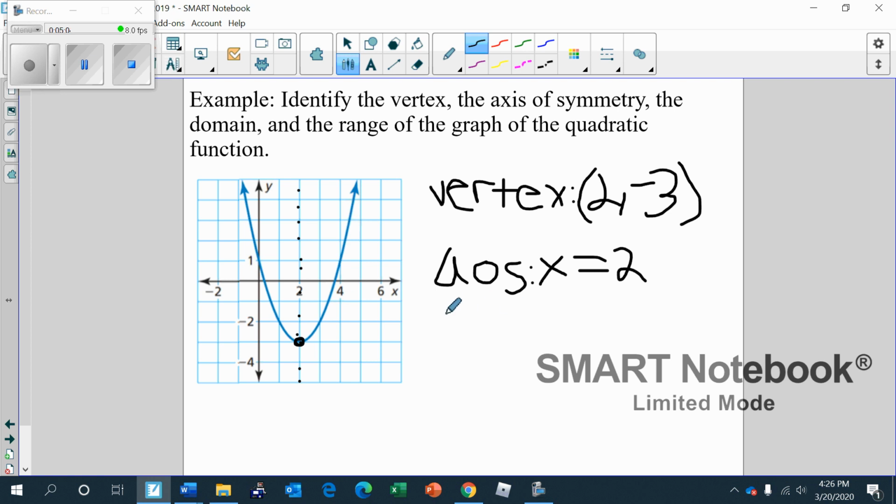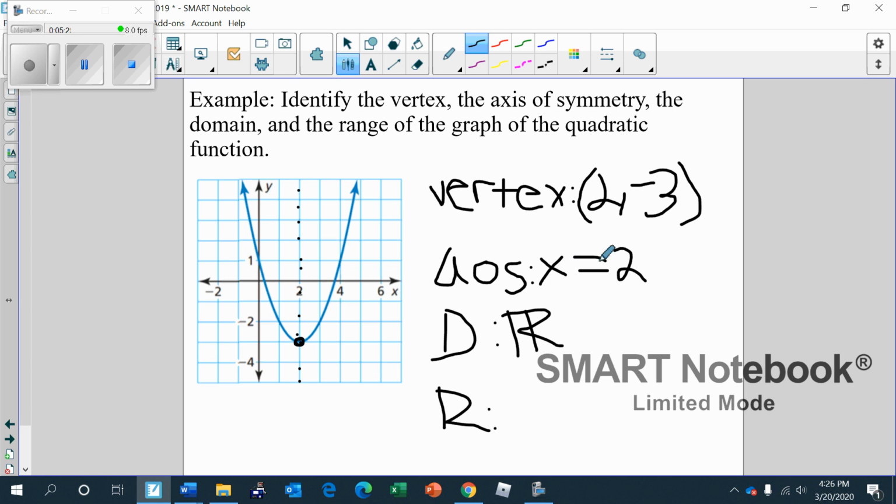Okay, let's talk about our domain. Our domain, guess it. It's all of Algebra 1's domains. It's all real numbers. We're going to make our all real number sign. You can write ARN if you would like. This is our all real number sign. Great. And then the range, remember the range goes with the y value of the vertex.